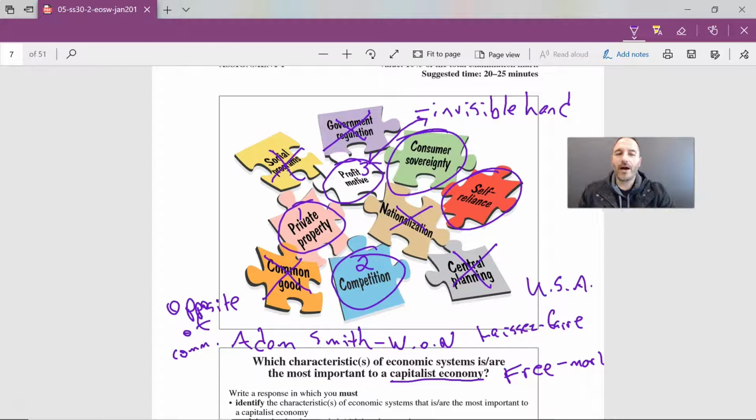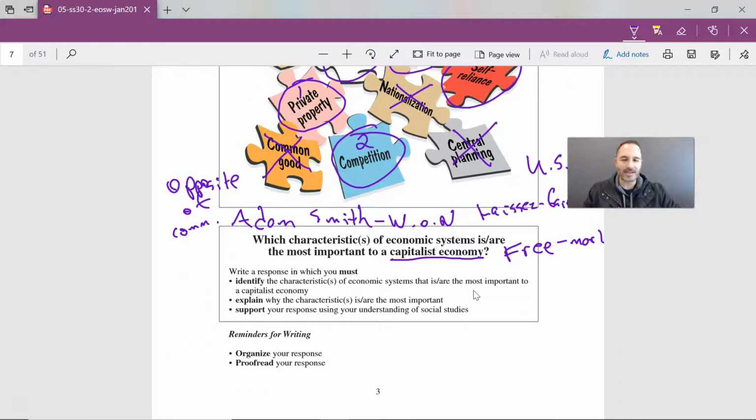Okay, so with that being said, guys, look at the instructions here. It says write a response in which you must. Does that mean it's optional or that you have to do it? You have to do it. You need to do all 3 of these things when you write your assignment number 1. So it says, identify the characteristics of economic system that is or are the most important to a capitalist economy. Okay? We have to do this in written form, right? All this needs to be done in written form. And I'll show you how to do that.